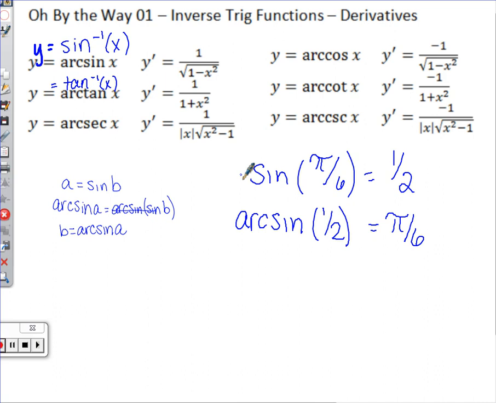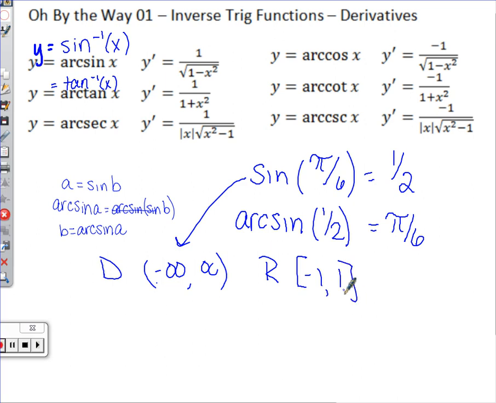Same with cosine. So the domain is -infinity to infinity. Sorry, isn't that wrong? -infinity to infinity. Range, -1 to 1. With arc sine, it's backwards. So the domain is -1 to 1.